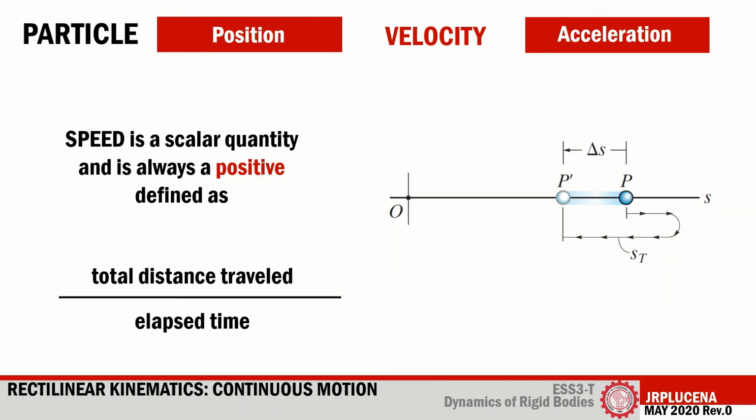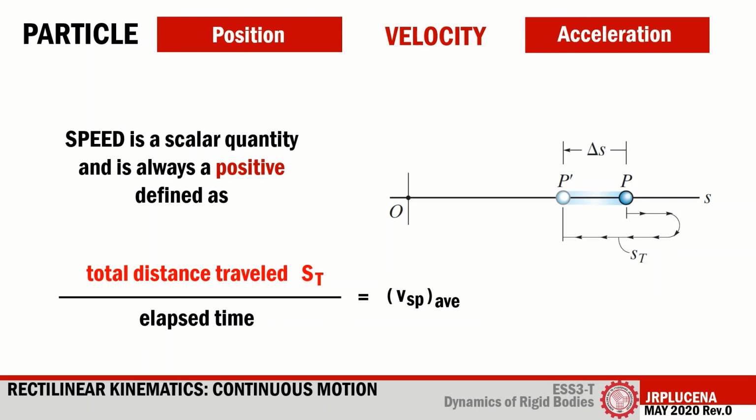And speed is the total distance traveled over elapsed time, and do not be confused between delta s over delta t and s_T over delta t. So again, speed is the total distance traveled, not the displacement. So at some point, delta s could be equal to the total distance traveled, but in this case, the total distance traveled is not equal to delta s. So we represent the speed as v with the subscript sp, or you can have it as speed.